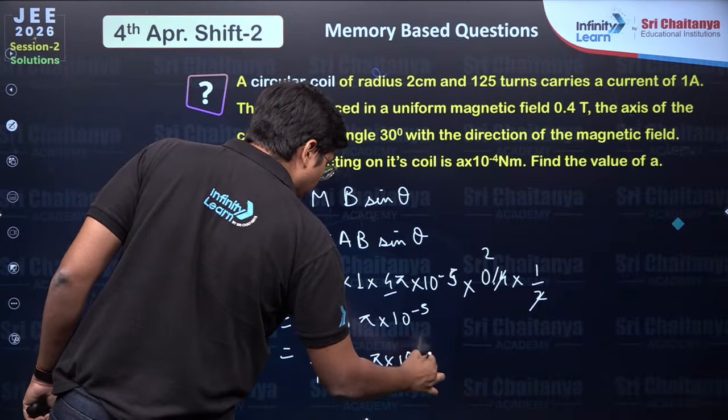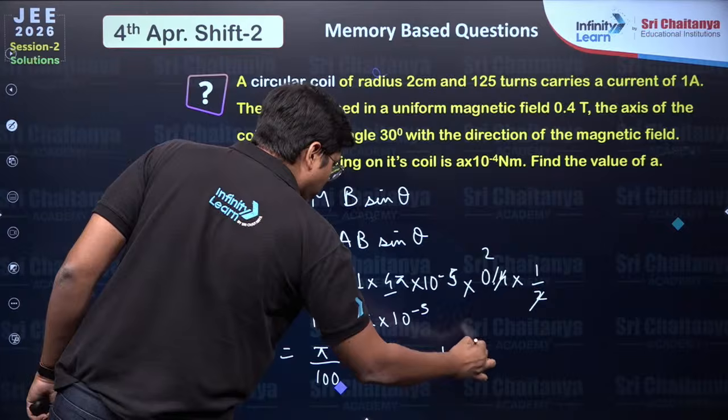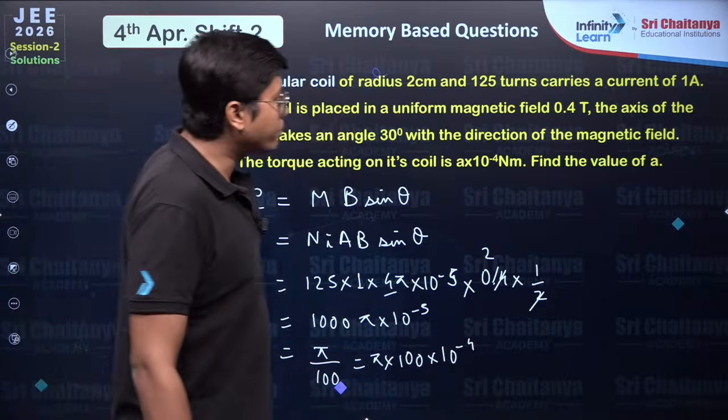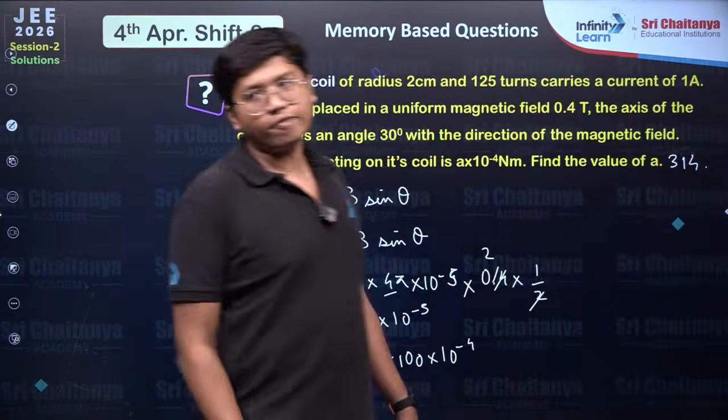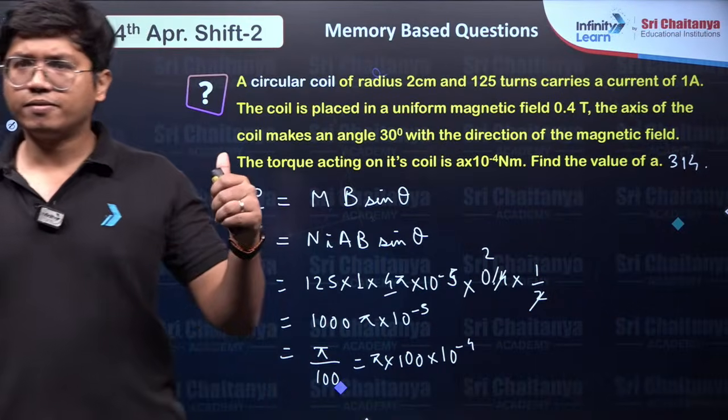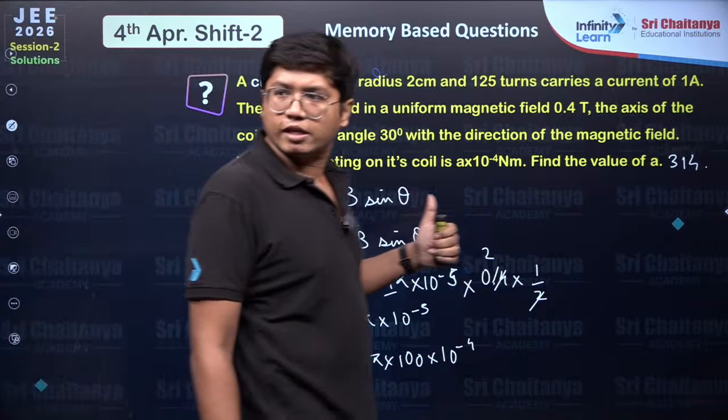Pi into 100 into 10 to the power minus 4. So this A value I'm assuming would be 100 pi, which is 340. Was that the answer? Was that the answer, students? Tell me.